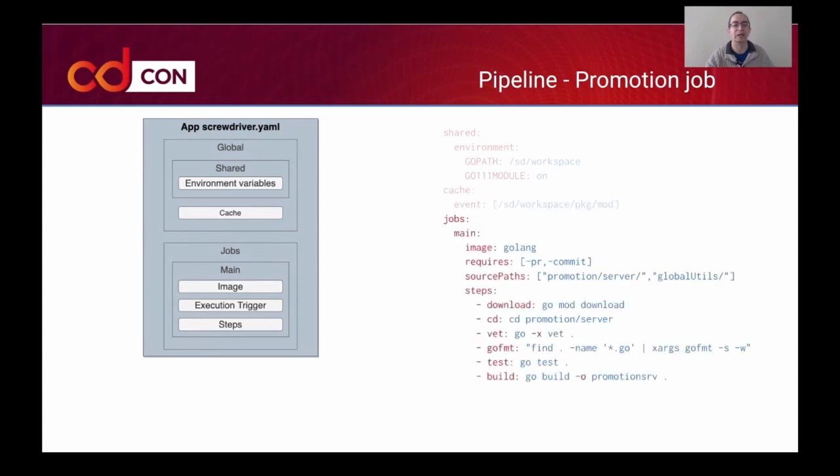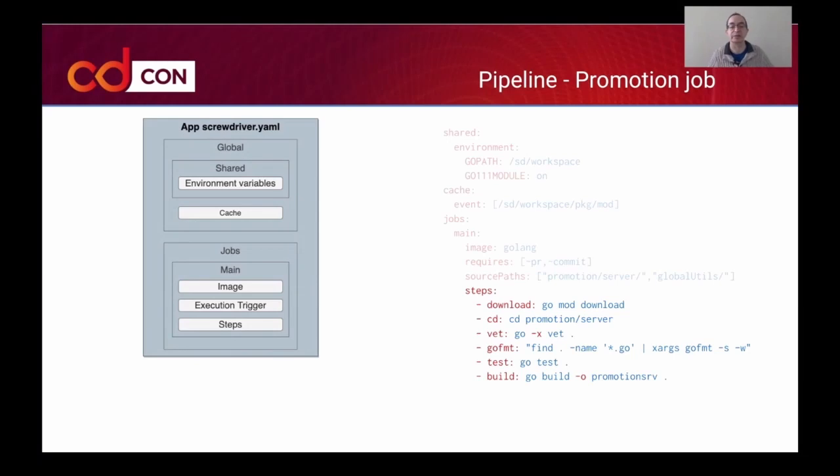And then we have a particular job. In this case, we have a main job that is going to be using a Golang image because this is a Go-based application. We're going to run this job of the pipeline anytime there's a PR or a commit to our GitHub repository, but only if it's hitting the promotion-server directory or the global utils directory. If it's not one of those directories, we're not going to execute this particular job.